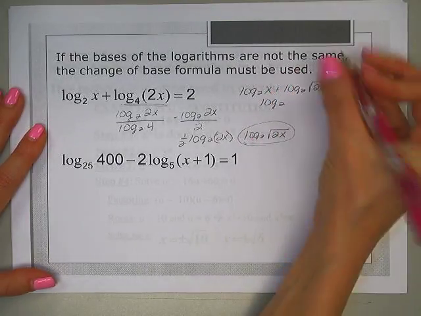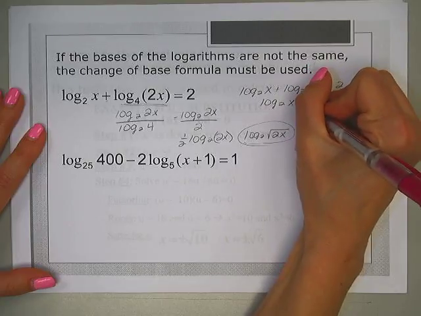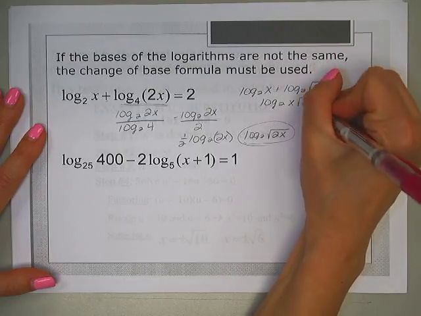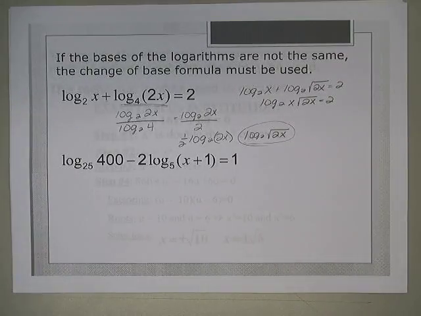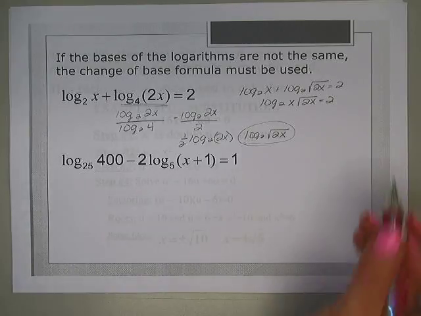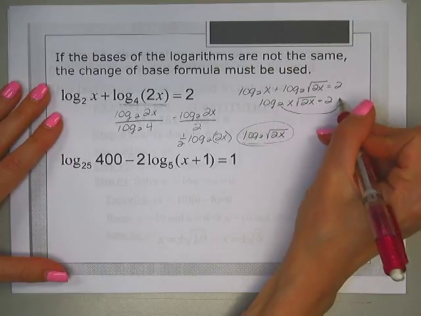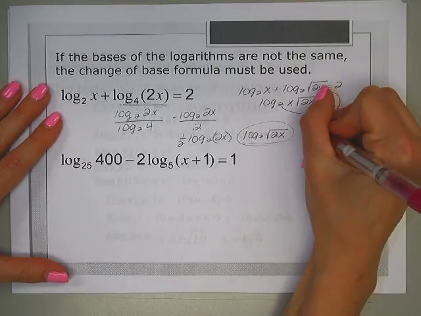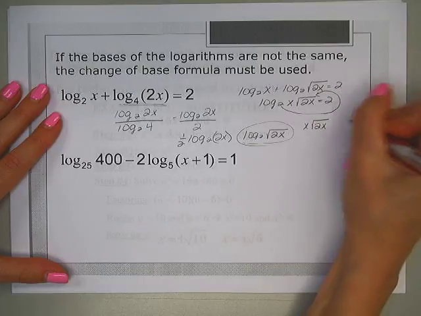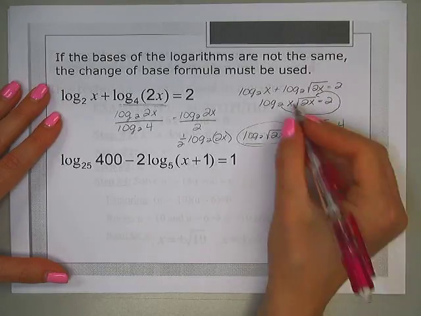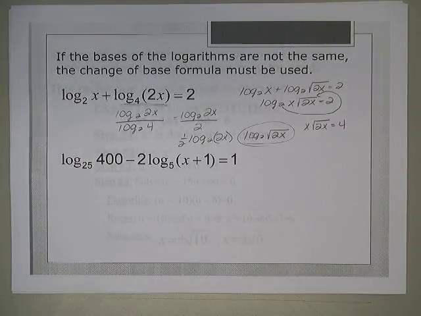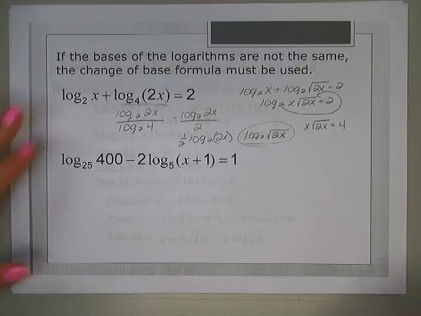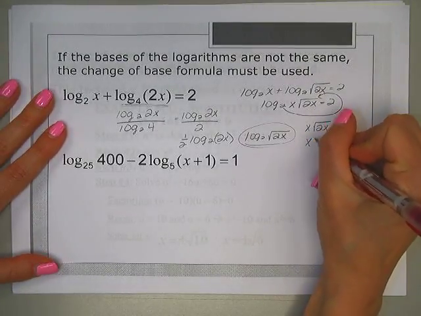Well, now I can use product property. So I've got log base 2 of x multiplied by root 2x. Let's write that down. Log base 2 of x plus log base 2 of root 2x equals 2. Now I can apply the product property because my bases are the same. I've got log base 2 of x multiplied by root 2x equals 2.